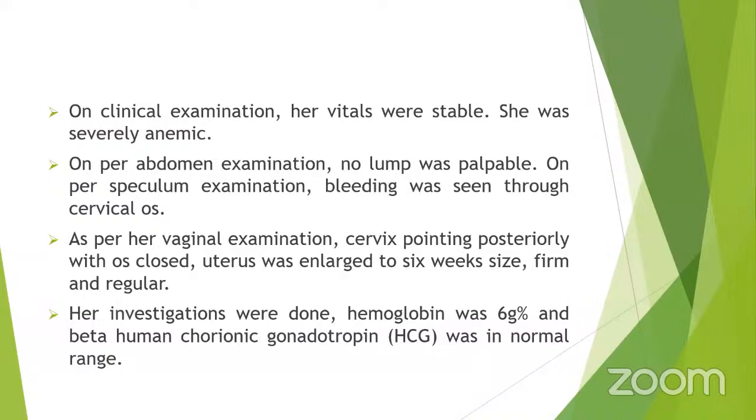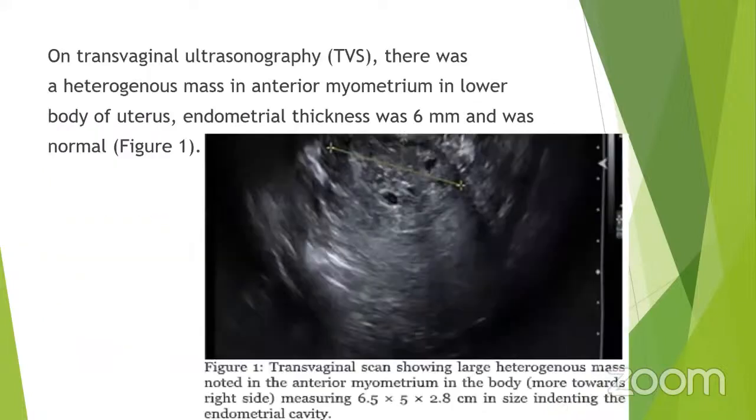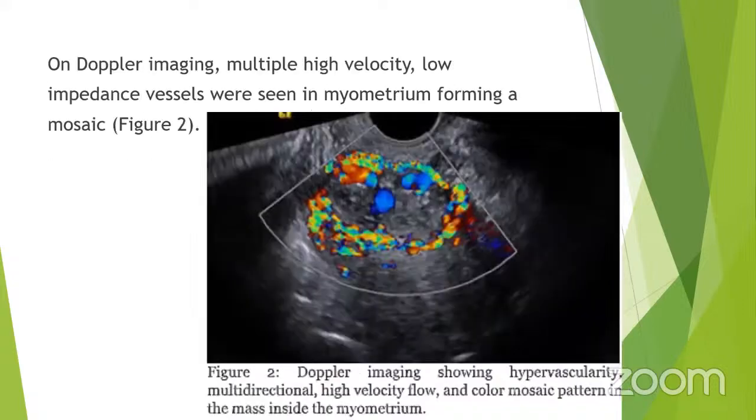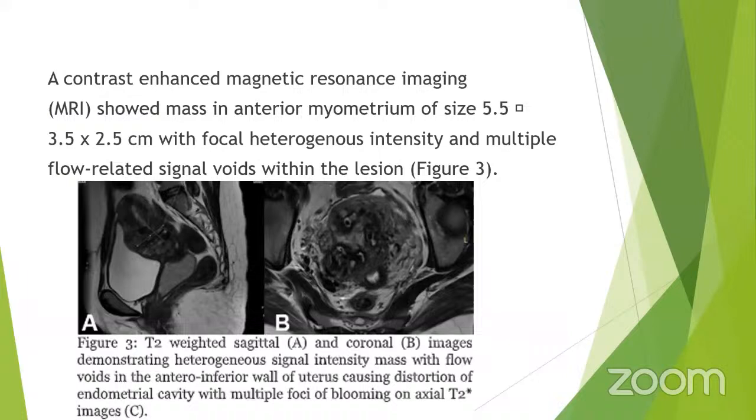Her investigation showed hemoglobin of 6 grams, and beta HCG was in normal range. This is a transvaginal ultrasonography picture showing a heterogeneous mass in the anterior myometrium in the lower body of the uterus with endometrial thickness 6 mm. The Doppler imaging shows multiple high velocity, low impedance vessels seen in the myometrium forming a mosaic appearance. This is MR imaging showing a mass of size 5.5 x 3.5 x 2.5 with focal heterogeneous intensity and multiple flow-related signal voids.